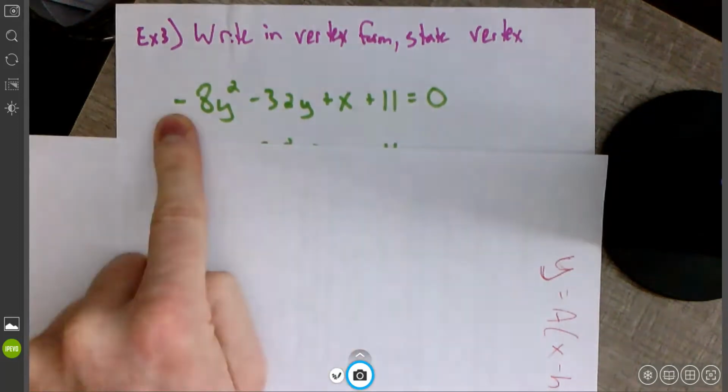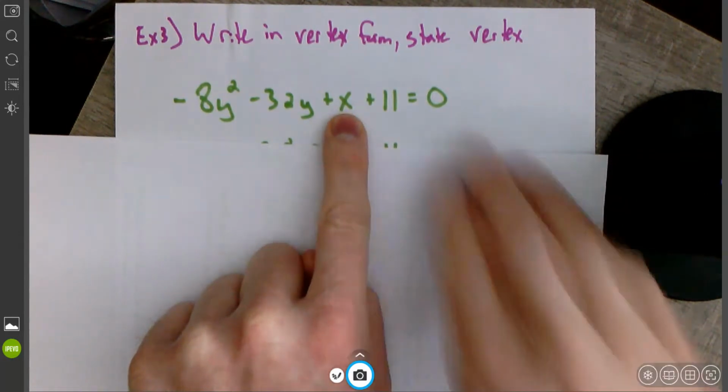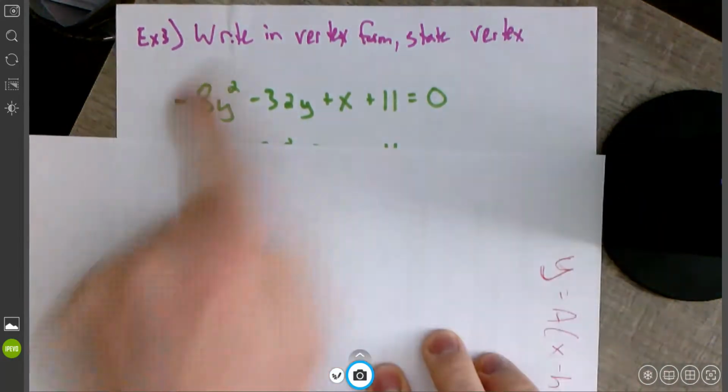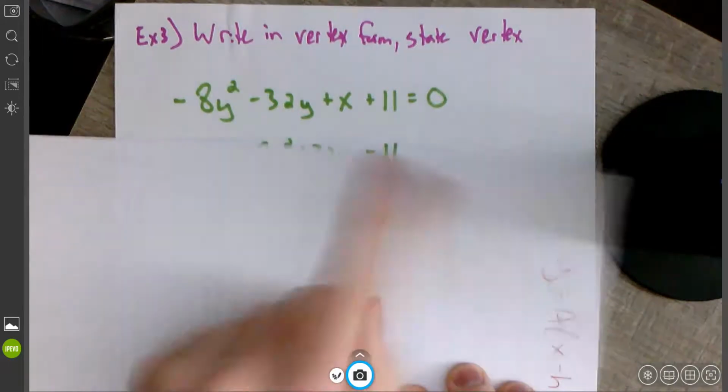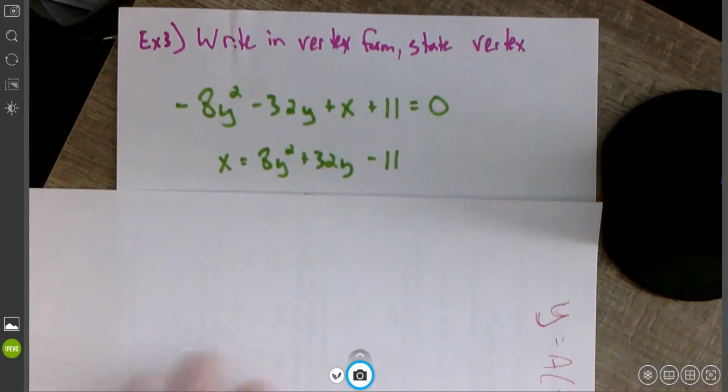This is general form. The variable that's linear, that there is no square for, is the one I'm going to solve for and get by itself. So let's add 8y squared, let's add 32y, and let's subtract 11. Handled. Now we're going to complete the square.